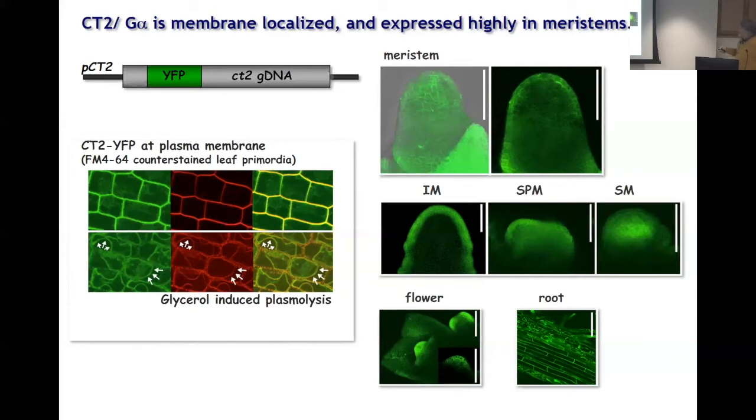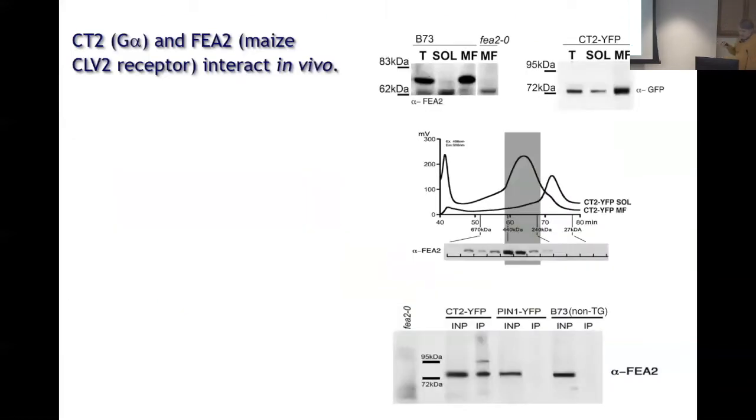But these reporters, as Mike said, can be very useful for just looking at where things are expressed, but they're also really useful for more functional assays. And so we had a hypothesis that CT2 might interact with this Clavata receptor, and using the GFP as a tag, we could use that for IP experiments, immunoprecipitation. And so we pulled down CT2 with a GFP antibody in an immunoprecipitation experiment.